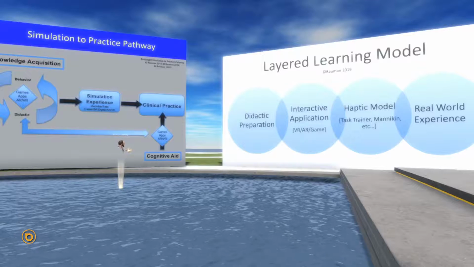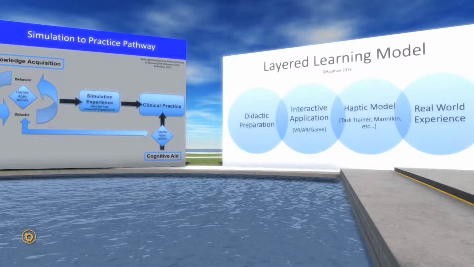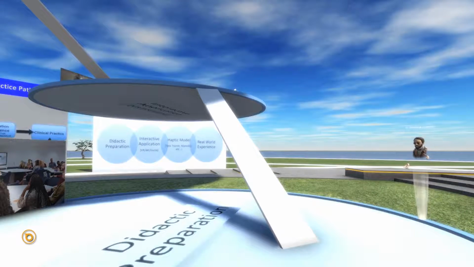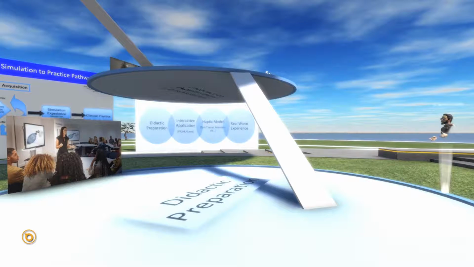So we're going to come up here, and I want to show you this. This is really exciting because now we're going to walk right into the model. So here I am standing in the didactic preparation. And we've developed this model in virtual reality to demonstrate that this is not a static experience. It's not necessarily a linear experience moving from left to right, but these are overlapping experiences.